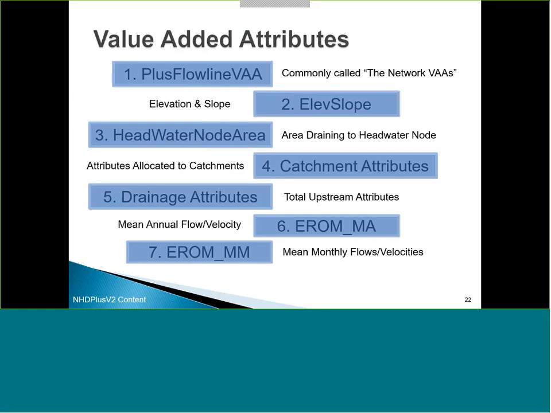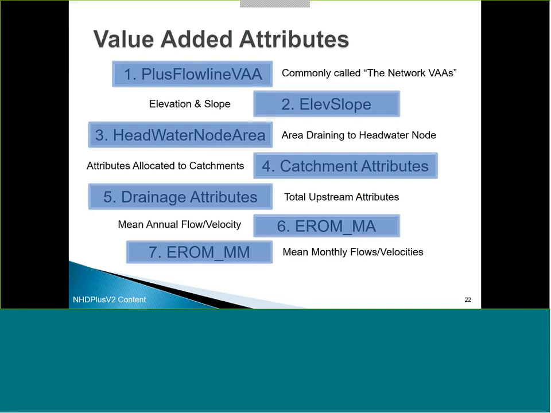And then we come to our rich set of attributes. We have 7 data groups of attributes. The first one is NHD plus flowline VAA. We generally refer to these as the network VAAs, the value-added attributes. They are very powerful. You'll learn lots about them later on. We have a data set that has slope. We have raw elevations. We have smoothed elevations that are processed in NHD plus so that the water always flows downhill.